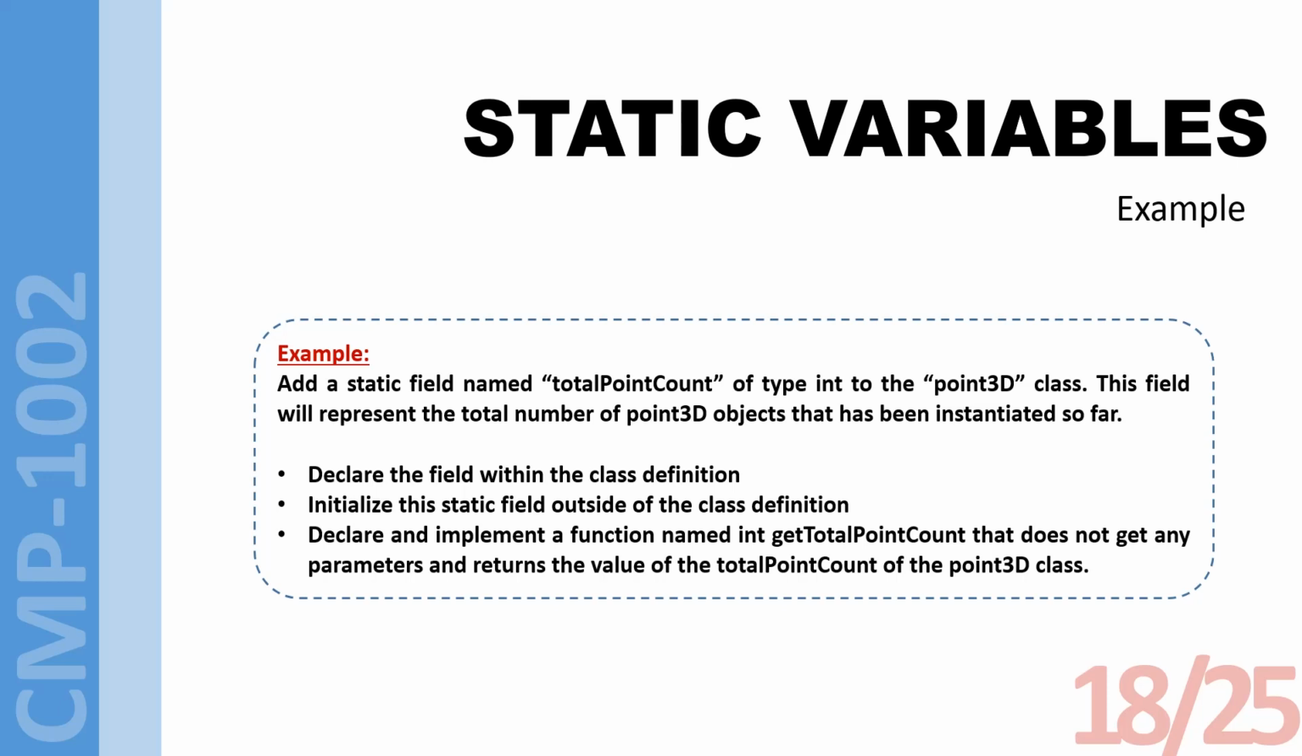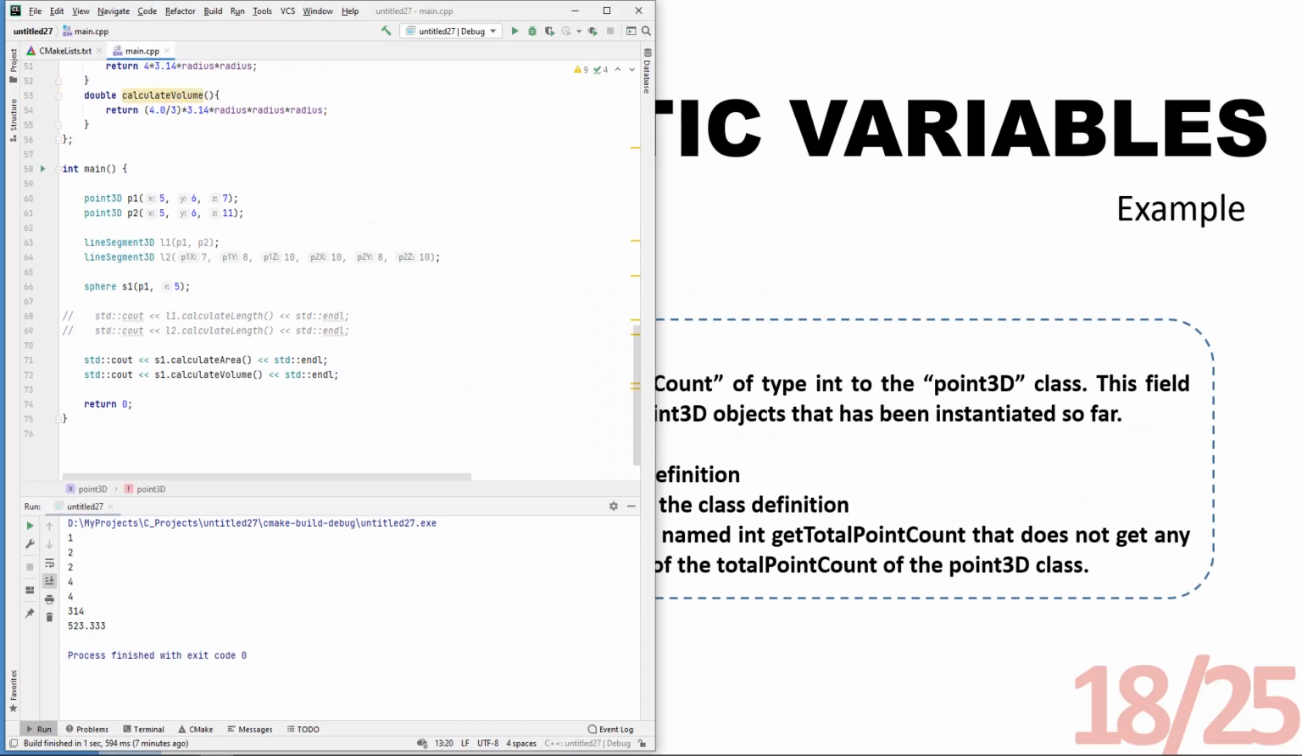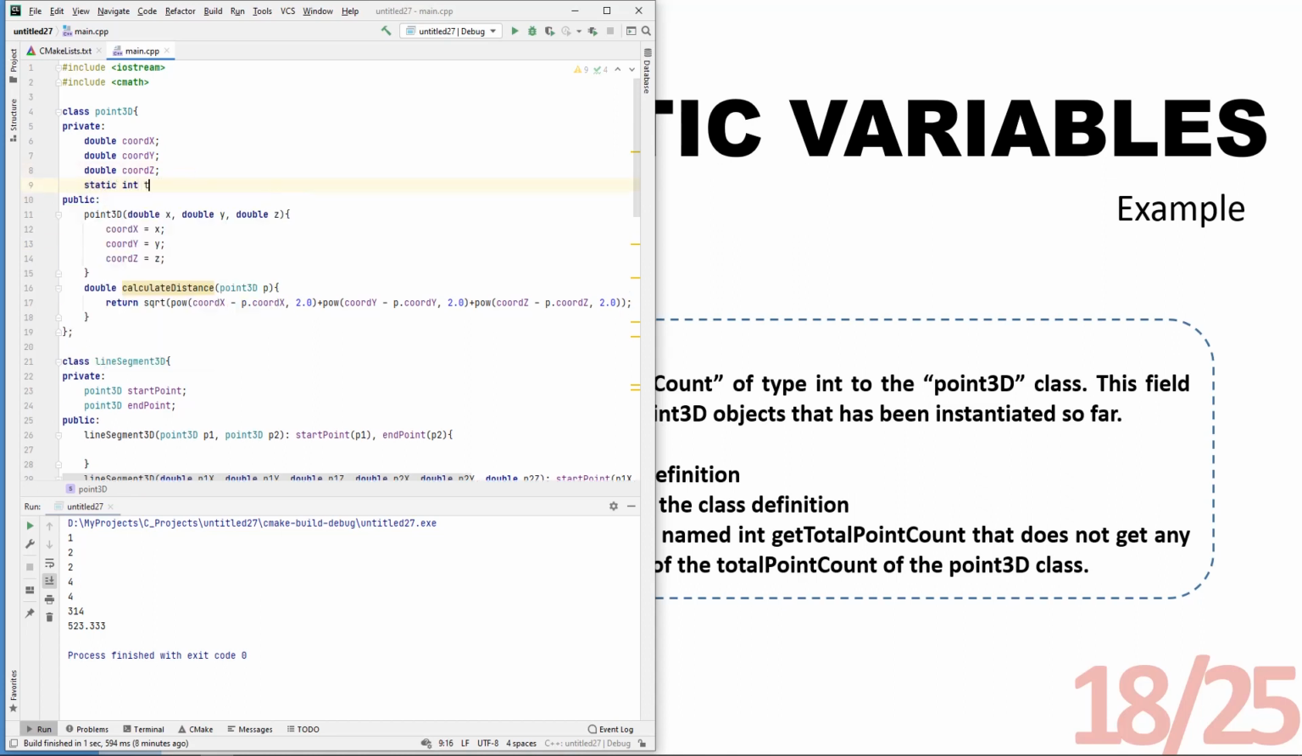And finally, I would like to declare and implement a very simple function named getTotalPointCount that does not get any parameters and returns the value of total point count of the Point3D class. So first of all, I go above here to the Point3D class again, and within the private fields, I'm going to say static int totalPoint3DCount.